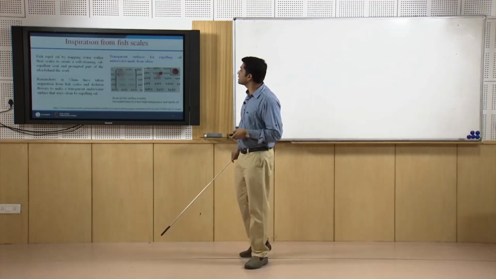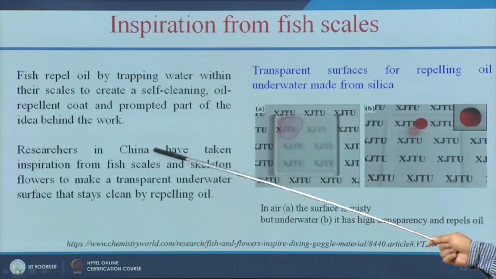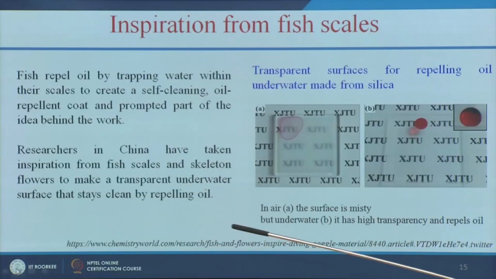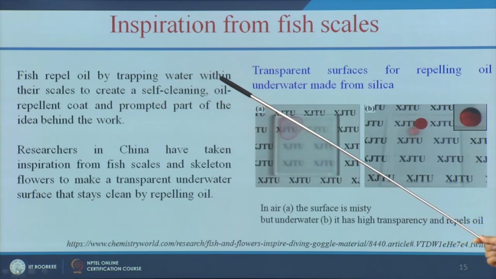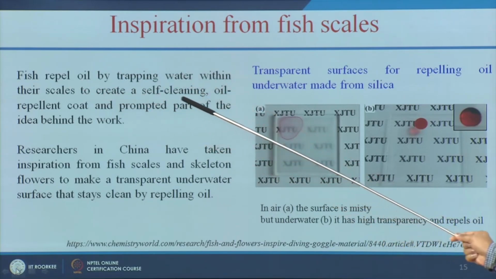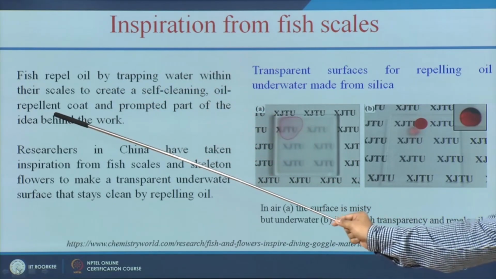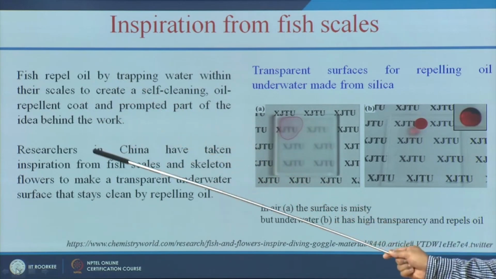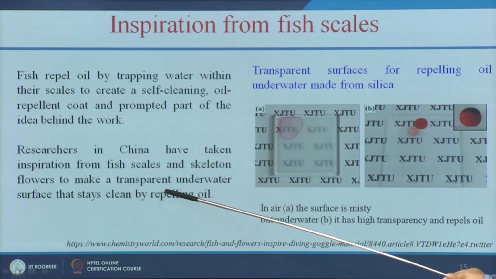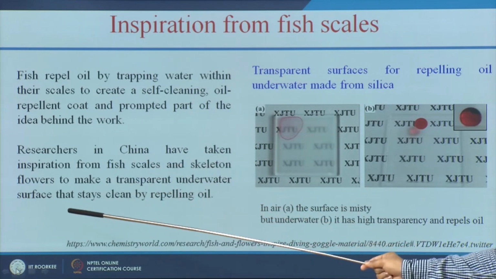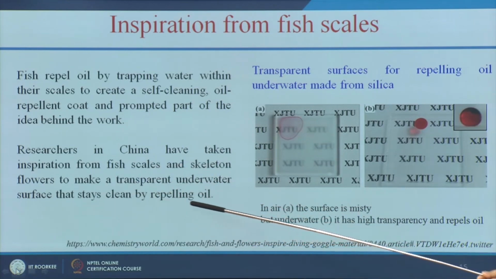So another idea is Chinese researchers, they got the idea from the fish. So what kind of idea they got? Usually the fish repel oil by trapping water within the scales to create a self cleaning and oil repellent coat. So they got the idea from the fish and skeleton flowers to make such kind of transparent underwater surface that stays clean by repelling oil.